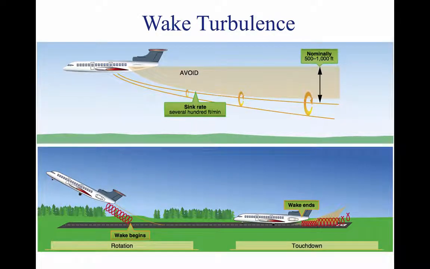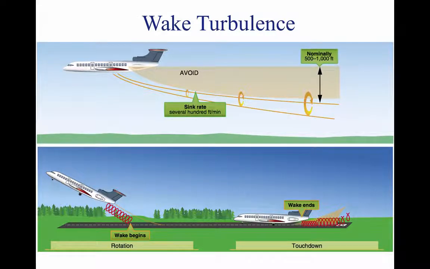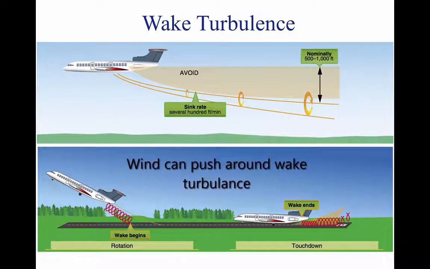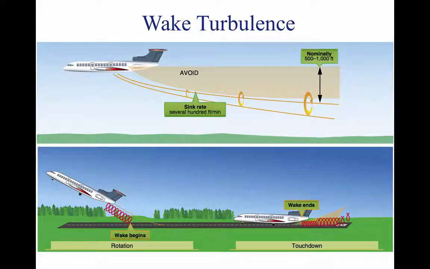A hovering helicopter generates a downwash from its main rotors similar to the vortices of an airplane. Pilots of small aircraft should avoid a hovering helicopter by at least 3 rotor disc diameters to avoid the effects of this downwash. Wind is also an important consideration when dealing with wake turbulence because it can push around wake turbulence. For example, if there's a 10-knot wind, it will push the wake turbulence in the direction of the wind at a rate of 1,000 feet per minute. If this is a problem, pilots may also wait approximately 3 minutes for the wake to dissipate.